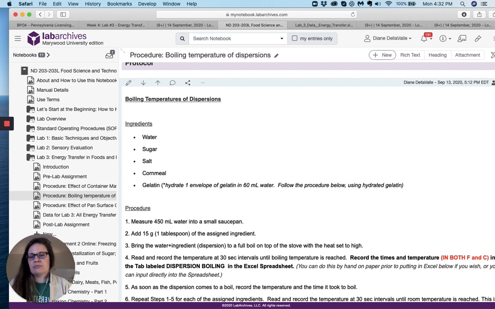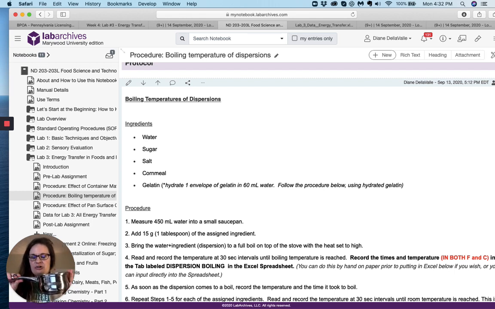So what I did was measure 450 milliliters of water into this small saucepan here, and I have an electric range. So again, this is a small saucepan, and I did it on the electric range over medium to medium-high heat because my stove heats up pretty quickly. So again, 450 milliliters of water, and I did this 5 different times. I don't have 5 tiny saucepans, so I had to do it 5 times.